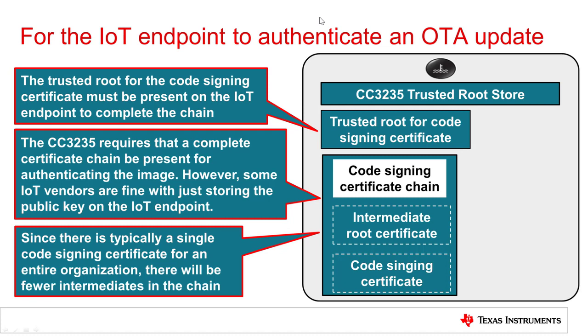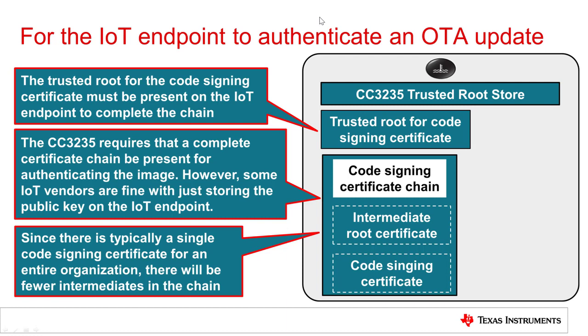For the IoT endpoint device to be able to authenticate a signed OTA update image, it must be able to validate the code signing certificate. In the case of the CC3235, there's a requirement that a complete code signing certificate chain be present for the image to be authenticated. So in this case, we need to have the code signing certificate chain, including any intermediates, and the trusted root for the code signing certificate to be all present on the end device.